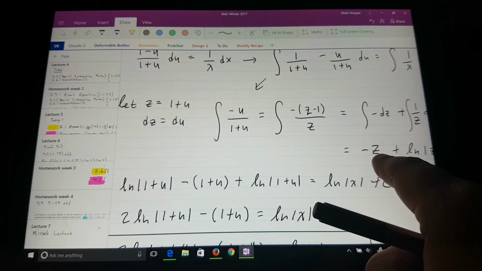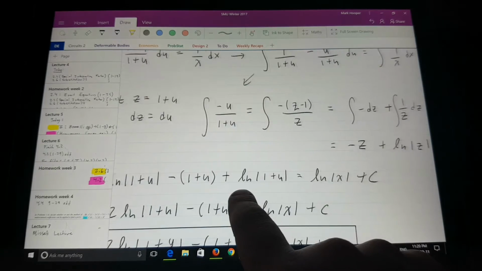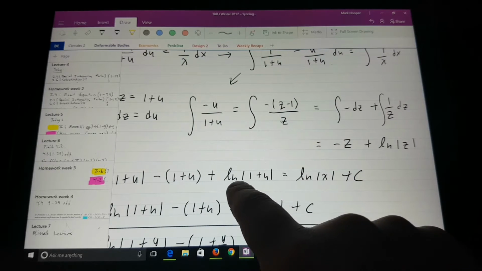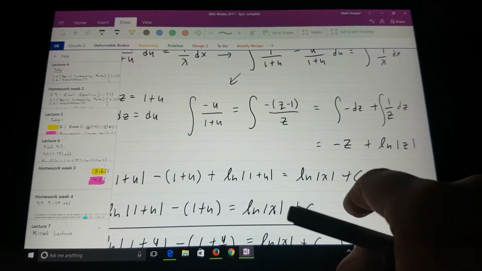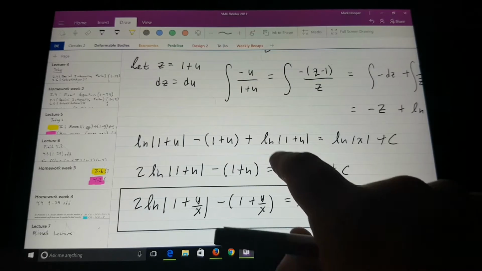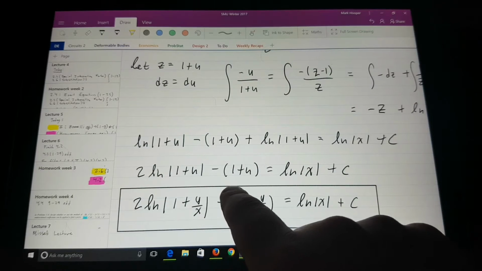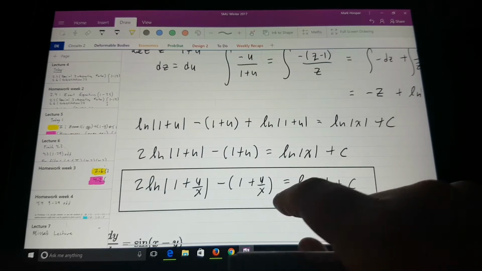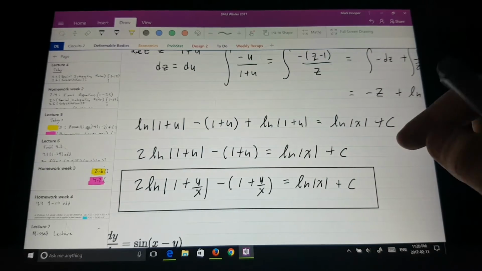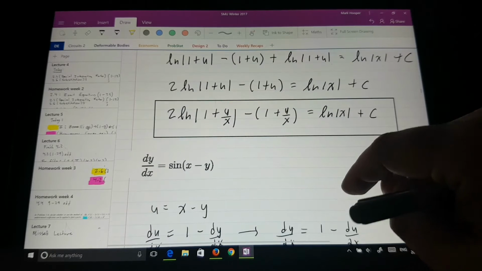because that's minus z, which I said was 1 plus u, plus ln of z, which is ln of 1 plus u, equals ln of x plus c. And then I had two of these, so it's 2 ln(1 plus u) minus (1 plus u). And wherever we see a u, we just plug in our y over x there, and then we're good.